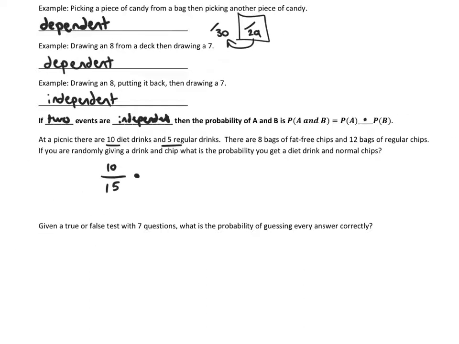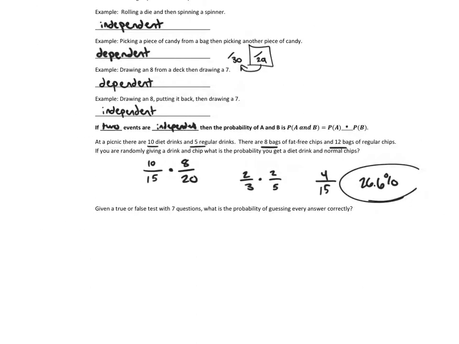And if we want to also figure out what's the probability we got the right bag of chips, which would be 8 over 20. If I multiply those together, and yes, you can simplify them too. So we could call this really 2/3 times 2/5 to get 4 over 15. And when we turn that into a percent, there's a 26.6% chance that both of those things would happen. That you would get the diet drink you want and the bag of chips that you want.